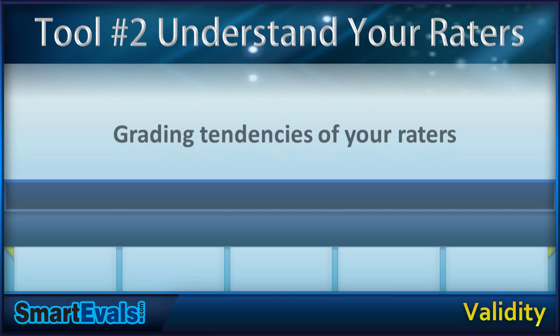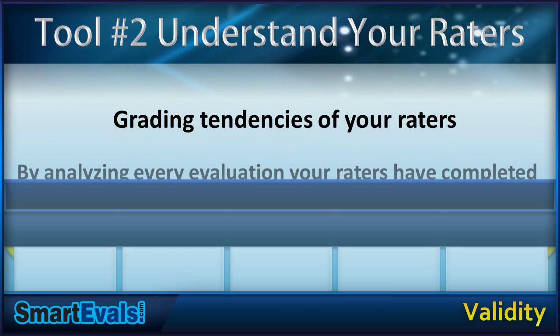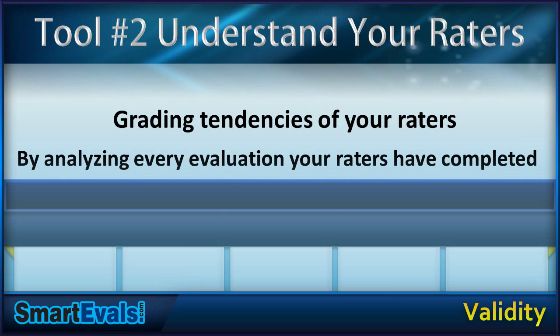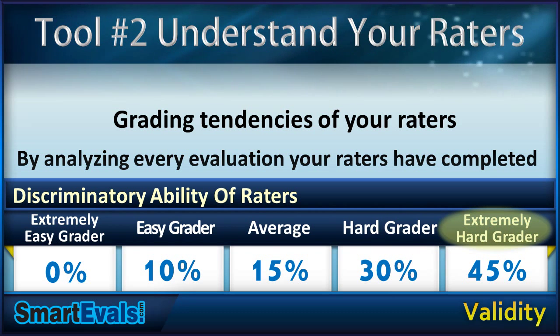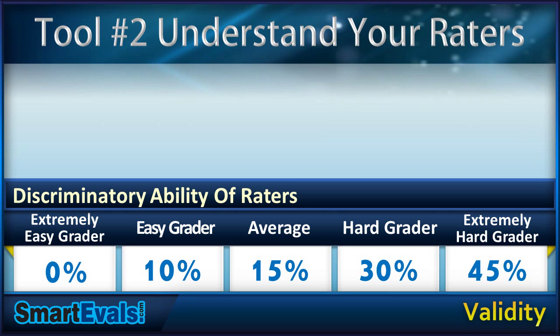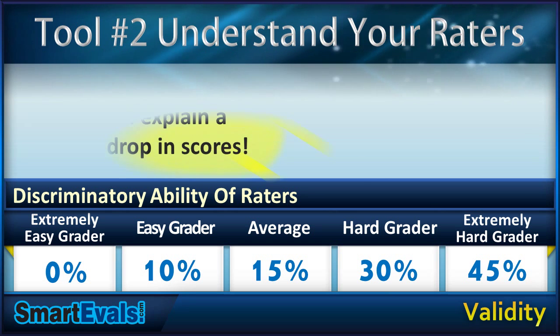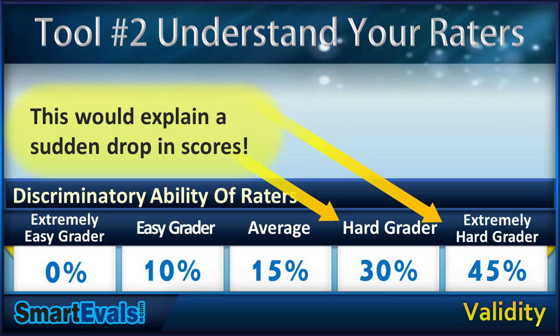We also give you new tools to understand your raters by. For starters, we'll report on the grading tendencies of your raters by analyzing every evaluation your raters have ever completed on any course evaluation. We'll divide the students into 5 equal buckets, from extremely easy graders to extremely hard graders. Why is this useful? Well, if you're up for tenure review and you see a sudden drop in your scores, some teachers might panic. Now you can check the makeup of your students. Did you suddenly get a bunch of hard graders? If you did, that would explain the drop, and you can confidently state that to your tenure review committee.